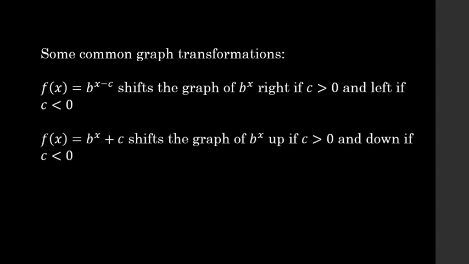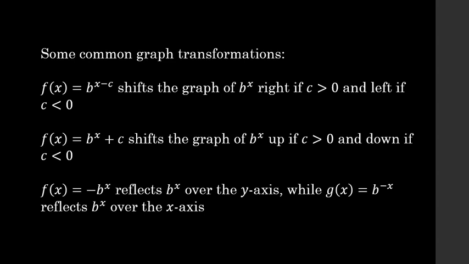We can do a vertical shift, up or down. To do that, we add a constant onto the end of the function. So b to the power x and then plus c. If c is positive, that shifts it up. If c is negative, that shifts it down.